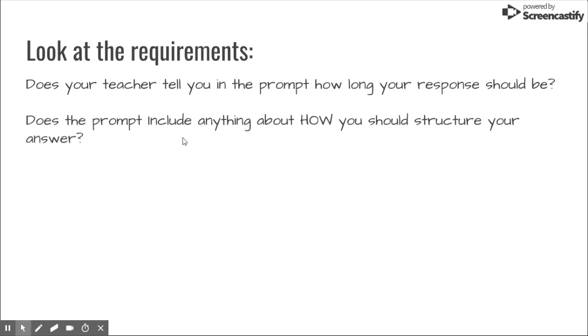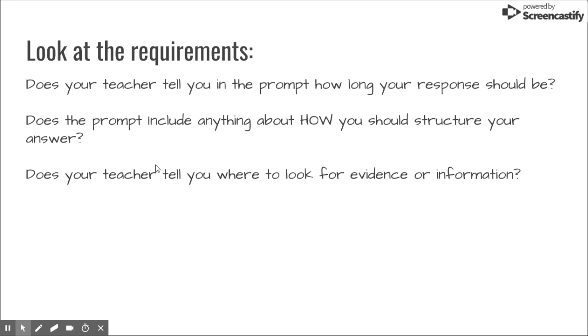I also want you to look at whether the prompt includes anything about how you should structure your answer. I do this a lot when I assign writing assignments. I'll say something like, look at these different categories. I want you to write a paragraph on each category. Or your teacher might say something like, in the first paragraph, I want you to answer the questions. That is really going to help you. Teachers do that so we make it easier on you. So make sure that you're paying attention to what your teacher is giving you as far as what they're looking for.